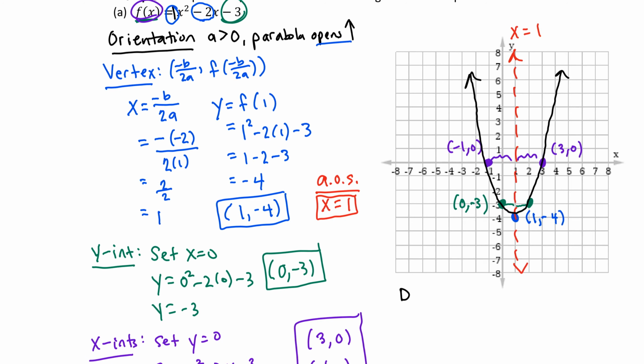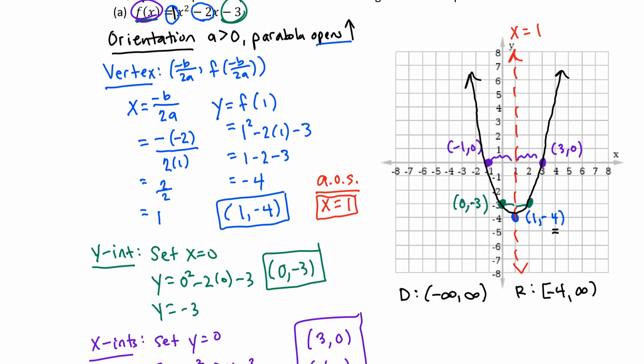Notice the domain of this parabola is -infinity to infinity, and the range is going to go from -4 to infinity. Again, that -4 is the y value of our lowest point, and infinity is the highest point.